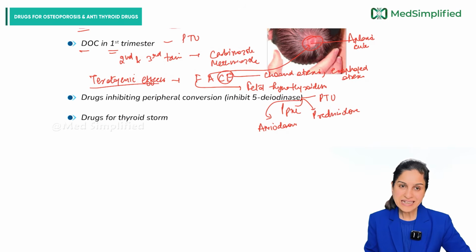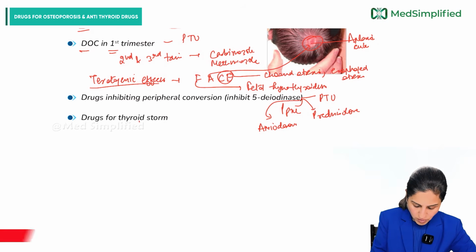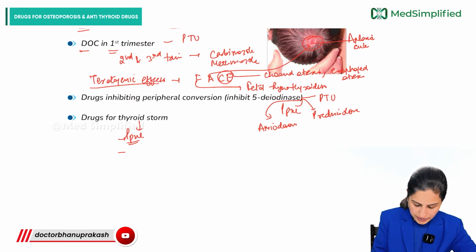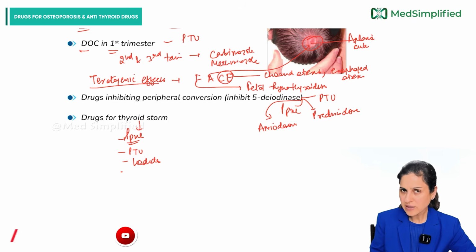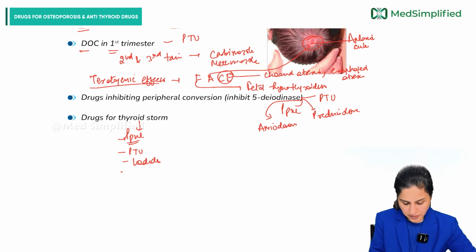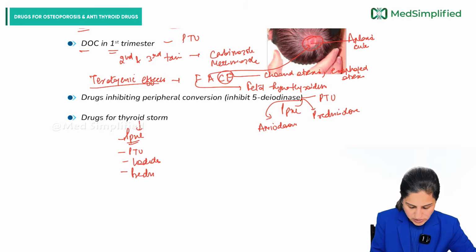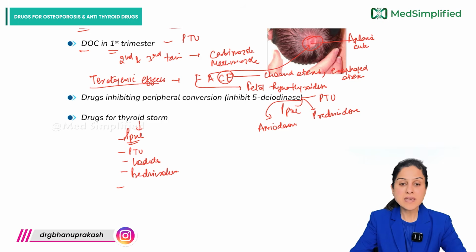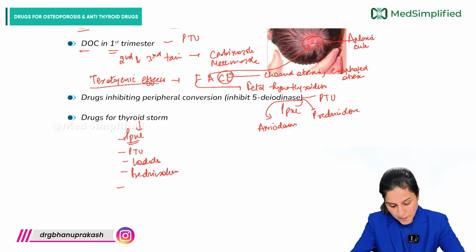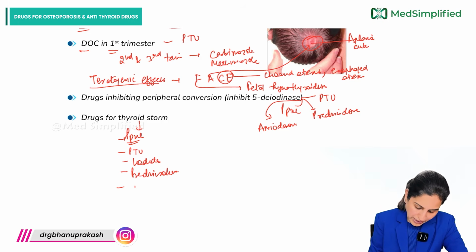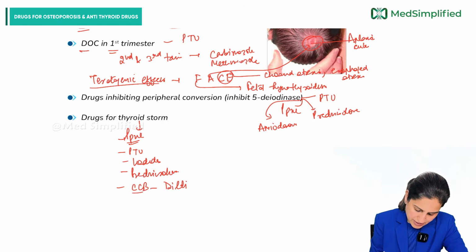So what are the drugs which are used for thyroid storm? First is propranolol. Then we can give propylthiouracil. We can give iodides, right? Because they all prevent the peripheral conversion. Then we give prednisolone. And in case arrhythmia is not handled properly by propranolol, you can add a CCB like diltiazem.